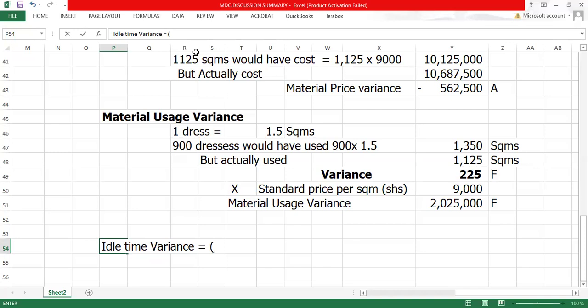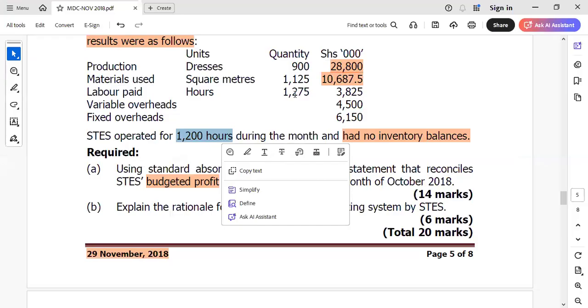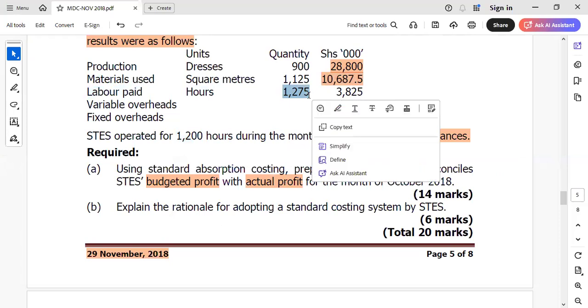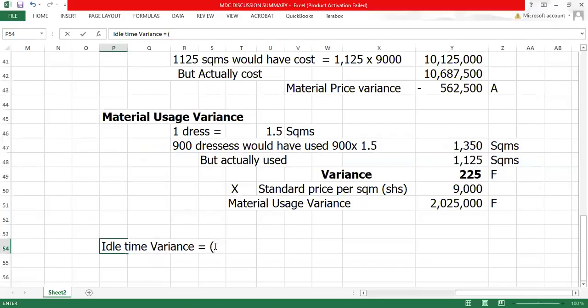When you look at the actual working time, it was only 1,200. That was the actual working time here. Yet you paid for this time. Idle time will never be favorable. You are paying for the time not actually worked.